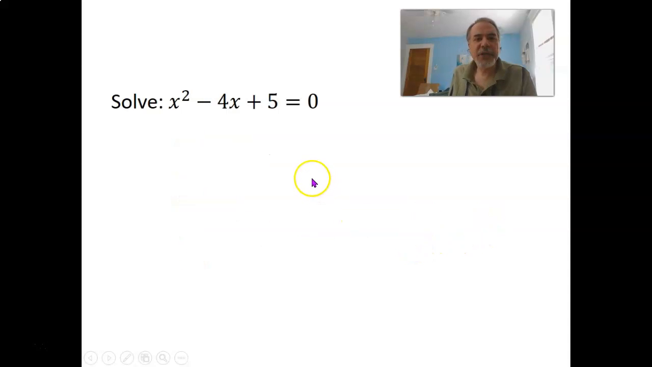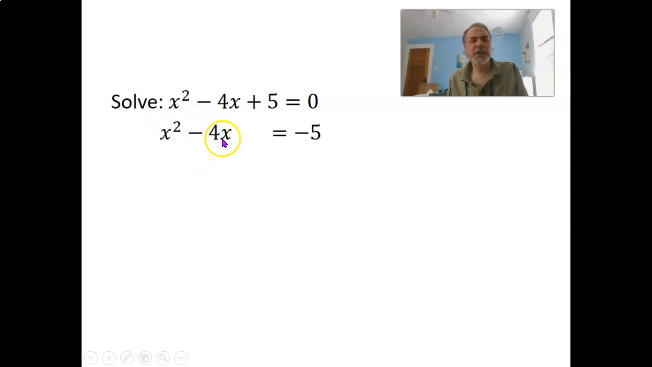How about this one? x squared minus 4x plus 5 equals 0. This one looks like a good one to solve by completing the square. You could also do it by the quadratic formula. If you want to try it that way, you're welcome to. But I think I'm going to complete the square here. So I'm going to leave the x squared minus 4x where they are, but get rid of the constant term on the left by subtracting 5 on both sides.